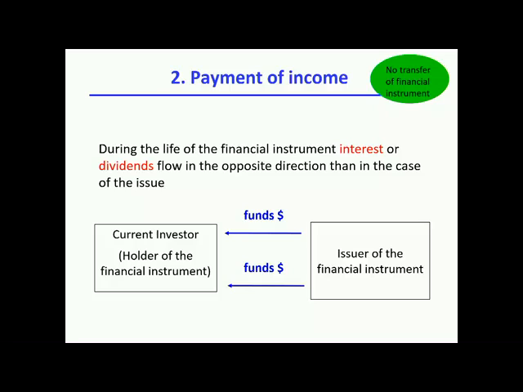Good, so this number one, gone. And what we can see here is there was $1 flowing from me, the issuer of the bond, to you, the current investor. You are literally holding that bond in your hand. So as payment of income, that is one example.